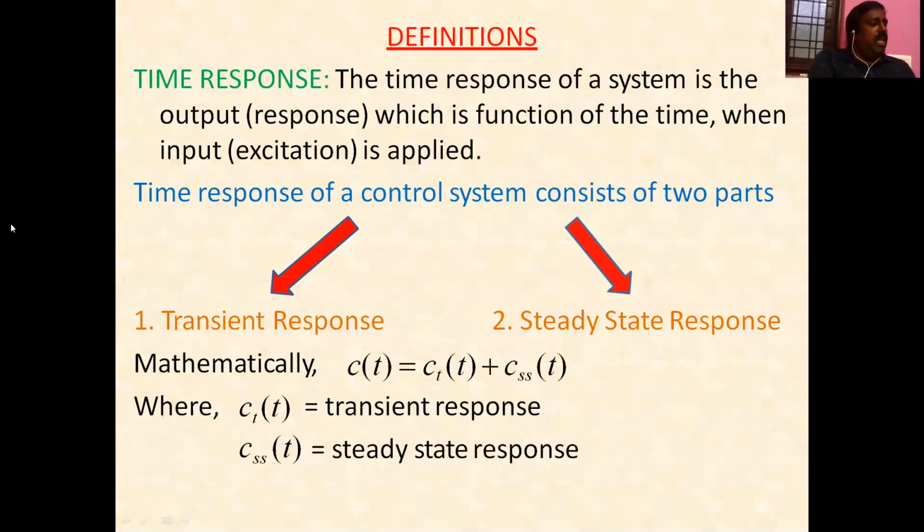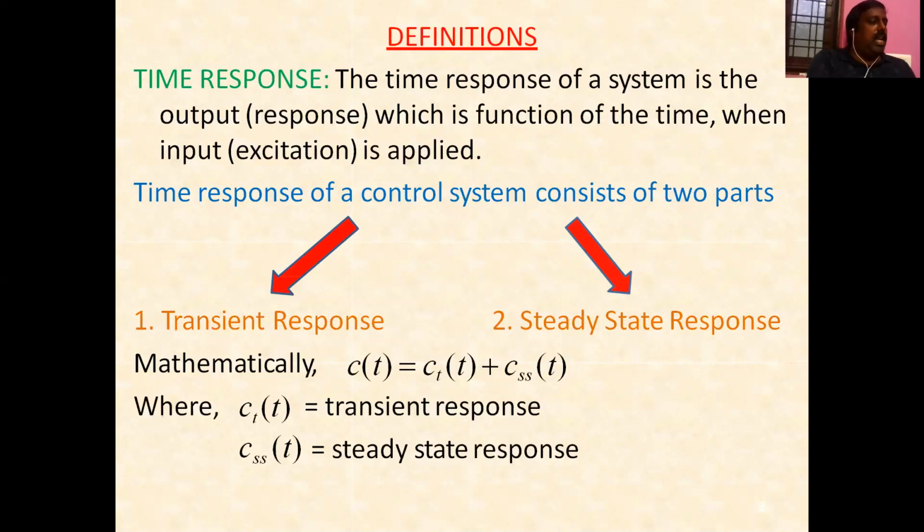Now you see here the time response. The time response of a system is the output or response, which is a function of time, when the input excitation is applied. The time response of a control system consists of two parts. One is the transient response, the second is the steady state response.